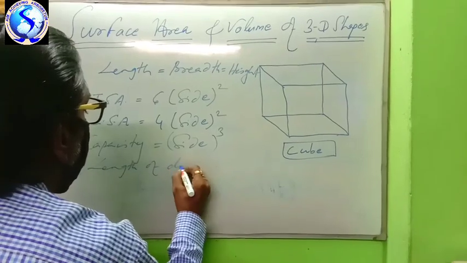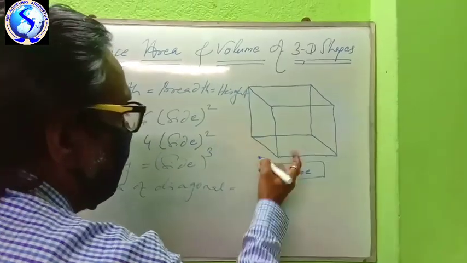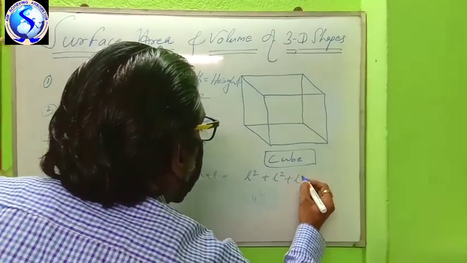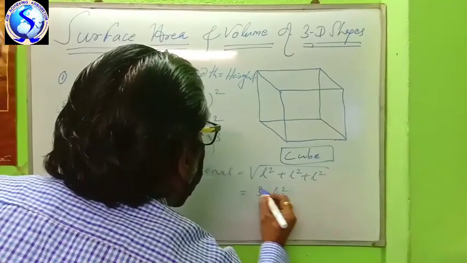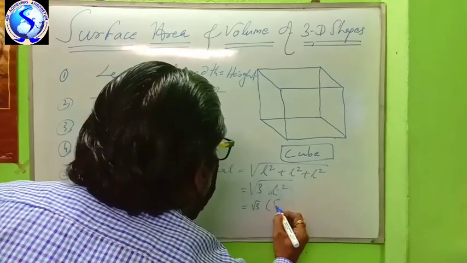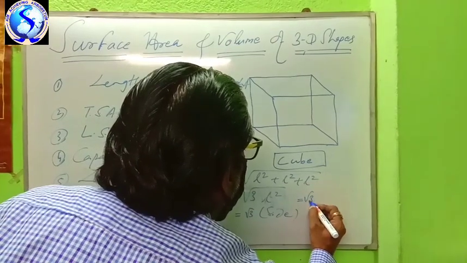Length of diagonal. In this case, all the sides are equal, so it is root of L square plus L square plus L square. How many L square are you getting? That is 3 L square, root over. That means root 3 into side. Is it clear? Because this will be root 3 into L.